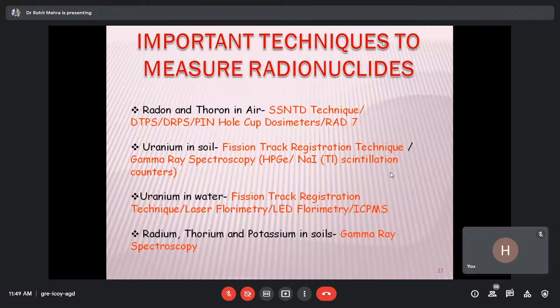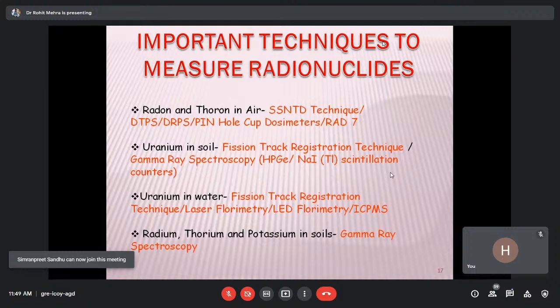Then uranium in soil could be measured with the technique, fission track registration technique, gamma ray spectroscopy technique. Similarly, uranium in water could be measured with your fission track registration technique, laser fluorimetry, LED fluorimetry, ICP-MS, that is inductively coupled plasma mass spectroscopy.